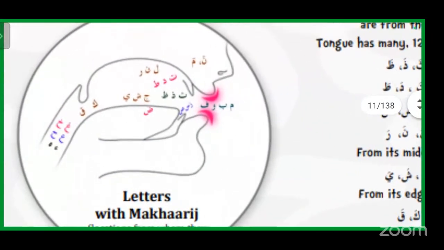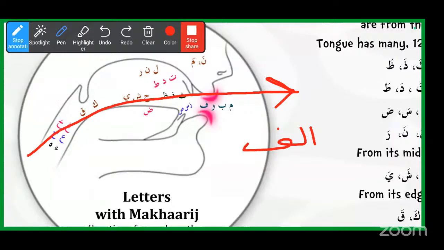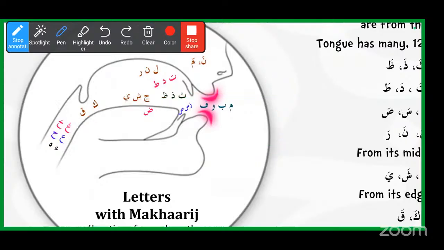When the sound ah goes out of the mouth, there is no obstruction in this sound. So this sound is called alif, without any obstruction. If the sound has an obstruction, then it turns into another letter. For example, I'm making this sound and I close my lips. B, b, b. You see, the impact is on the lips.